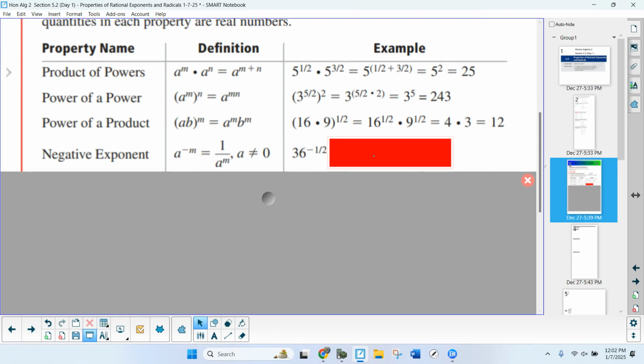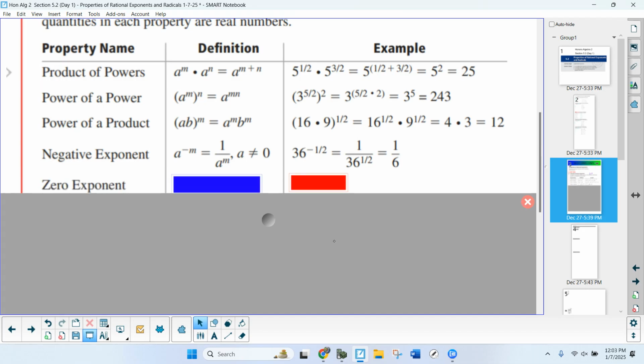So once again, if I give you this problem, no calculator, 36 to the negative 1/2. Chloe, what do I do if I have a negative power? Put it on the bottom so it becomes 1 over. And what does 36 to the 1/2 mean? Square root of 36, which is? So your answer is 1/6. Good. Questions on that one?